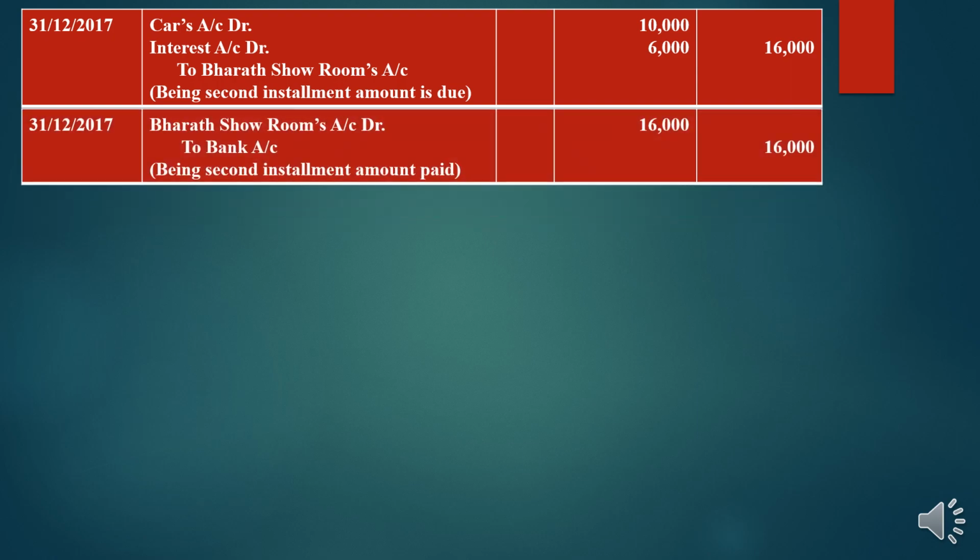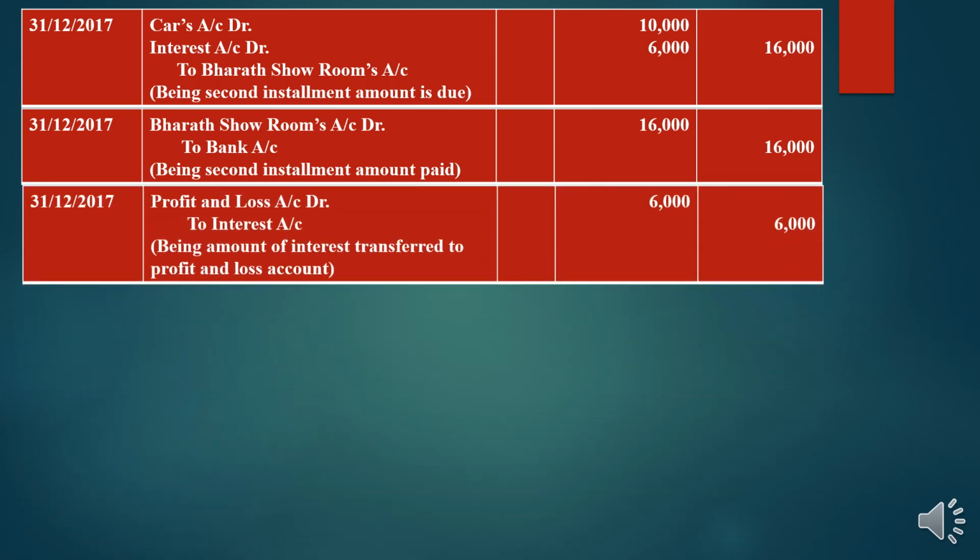Now for the second installment amount paid, Bharat showroom account debit to bank account, and the amount is 16,000. Now the interest is to be transferred to the profit and loss account. For that, the journal entry is profit and loss account debit to interest account, the amount is 6,000.